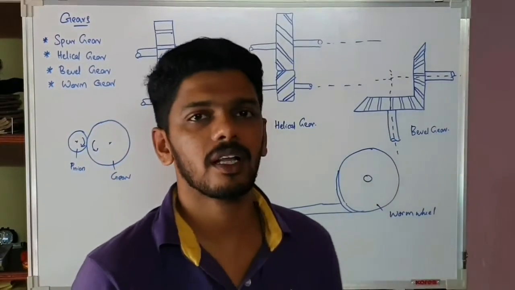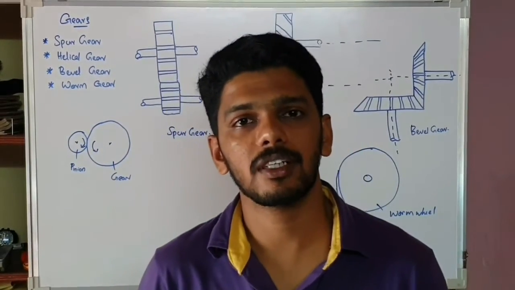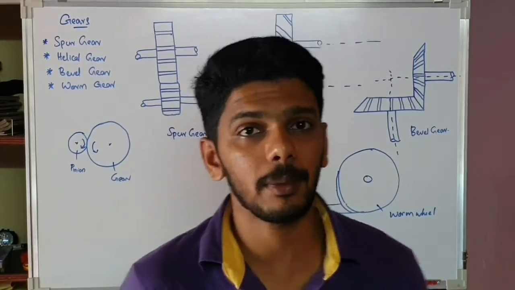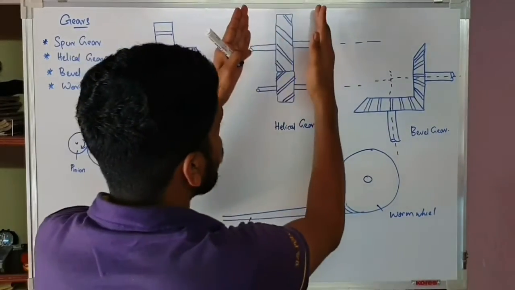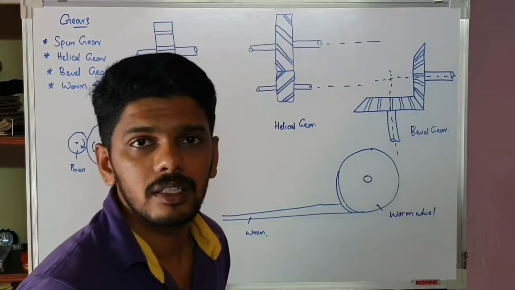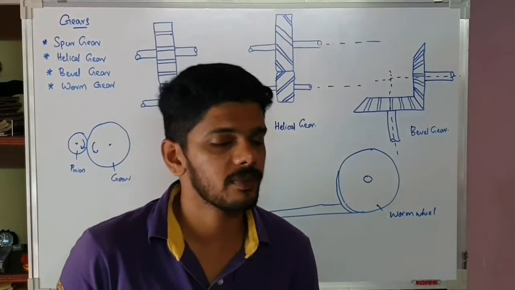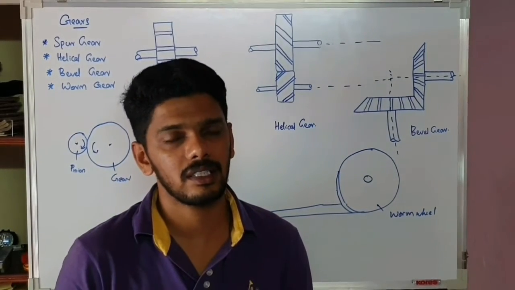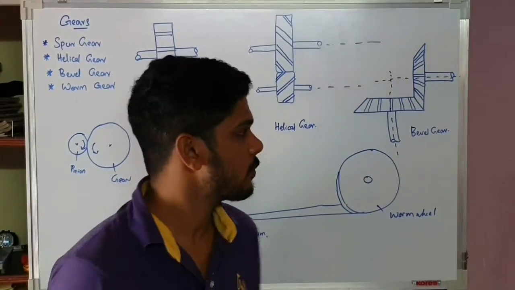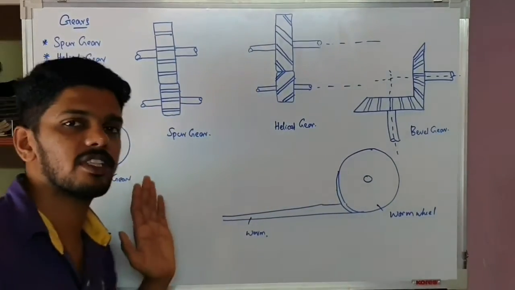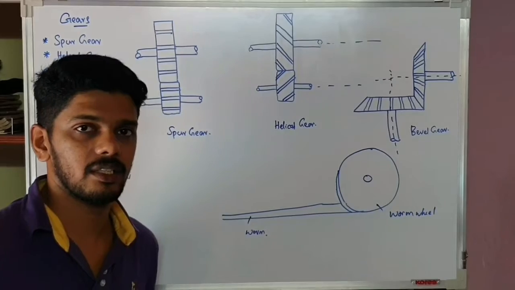This is the basic classification. Beyond it, we have other types of gears also: herringbone gears, double helical gears. Double helical means the same profile. One more will be there, with the opposite profile. It's not mentioned in the syllabus, that's why I am not talking about that. So these are the basic four classifications of gears that you should study.